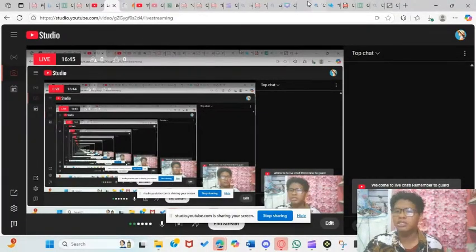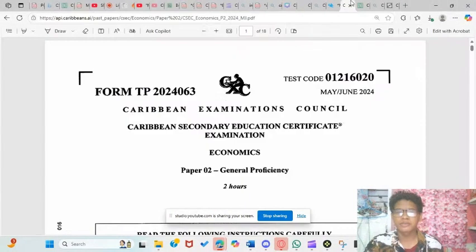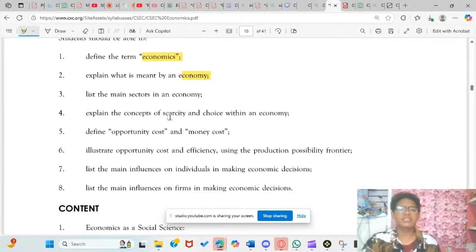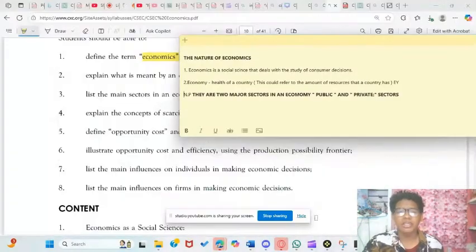So let's go back to our initials. List the main sectors in an economy. We did highlight that the main sectors in an economy are the public and private sectors.